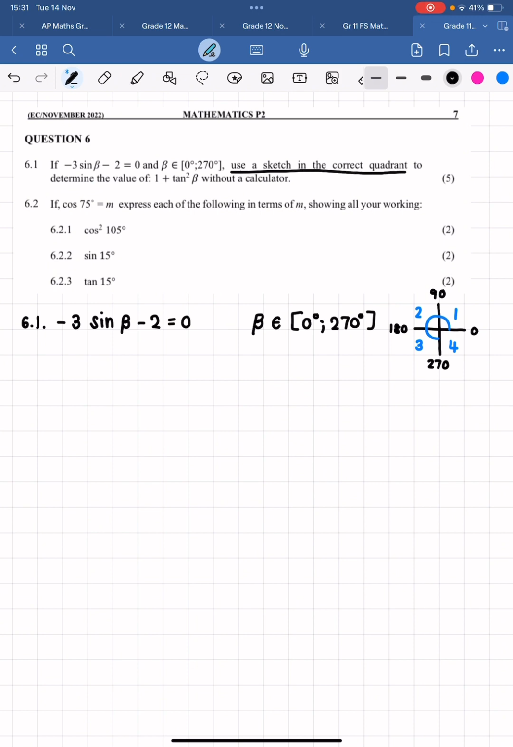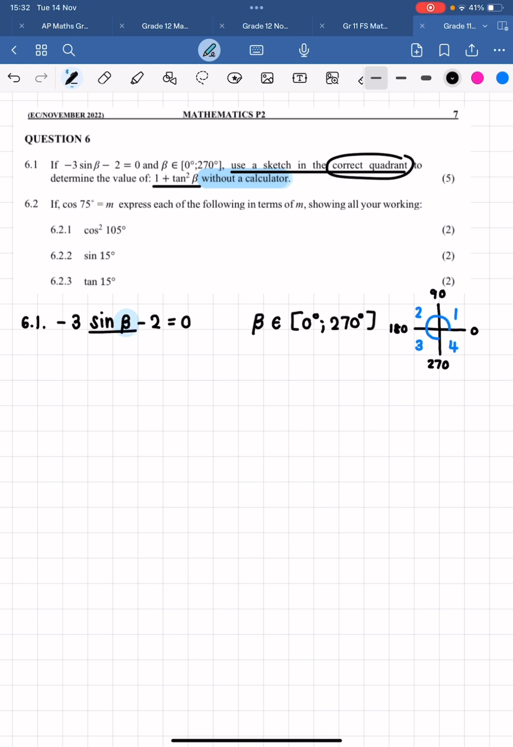Now, I'm going to have to draw a triangle here, right? They're saying use a sketch in the correct quadrant to determine the value of 1 plus tan squared beta without a calculator. Now guys, the fact that they're saying without a calculator means that we can't use a calculator to find the value of beta. I've seen that happening a lot. People will solve for beta here using the calculator, using shift sine. But the question very clearly states without a calculator. So we need to use the given information to identify the correct quadrant, like they said. Between 0 and 270 has to be quadrants 1, 2, or 3.